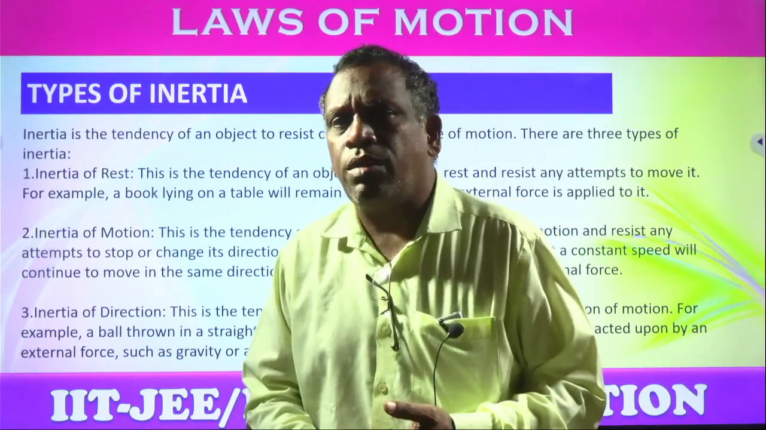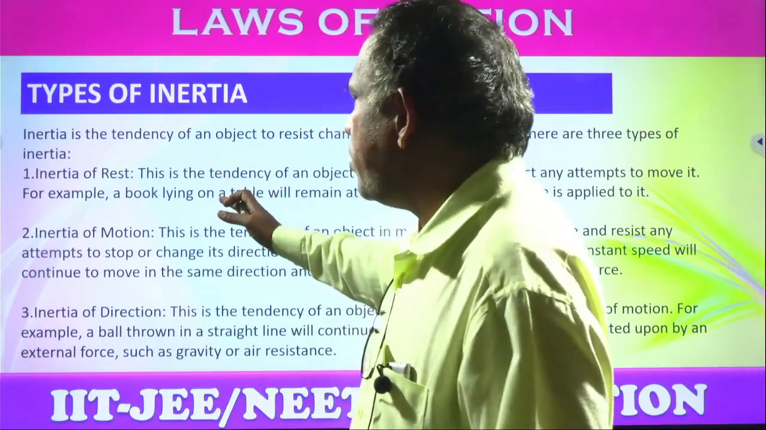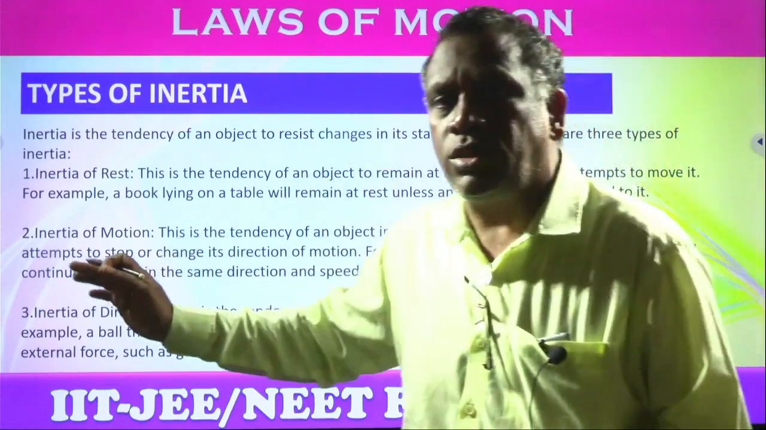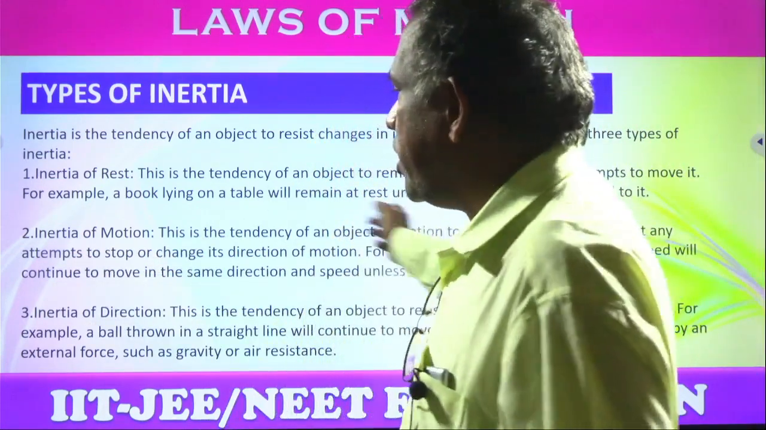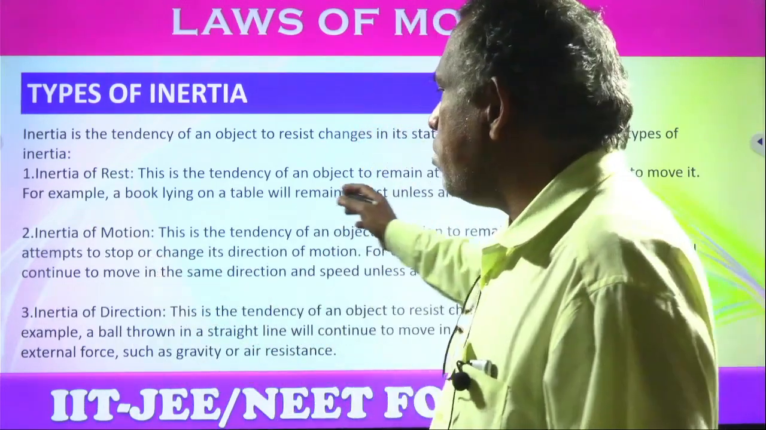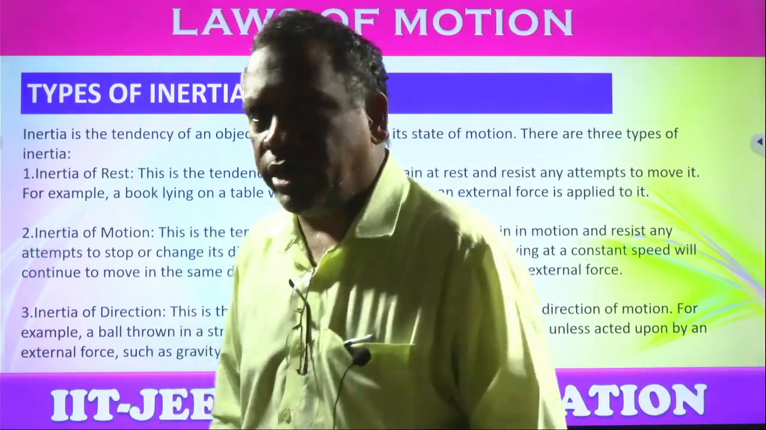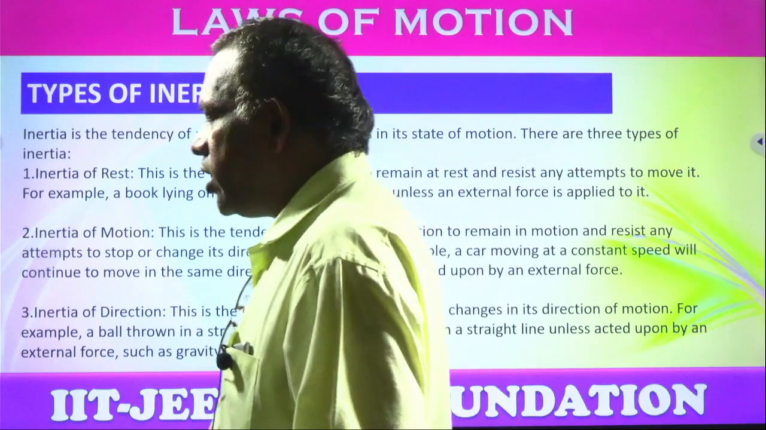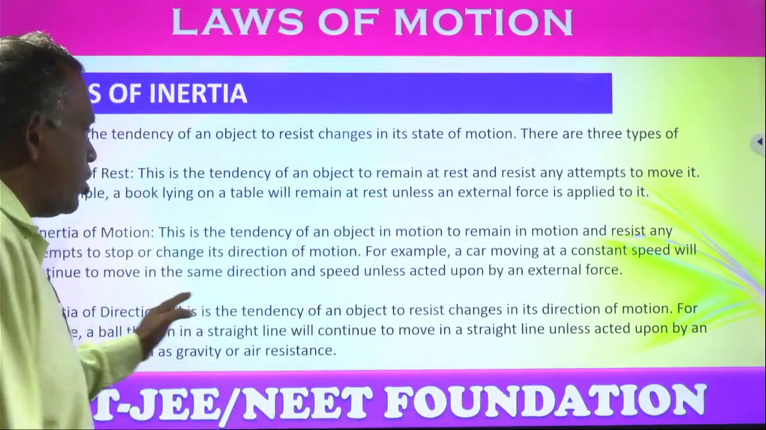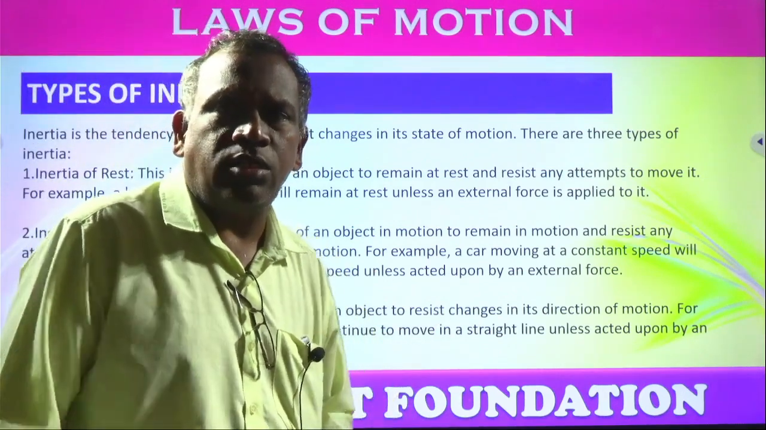Or the tendency of a body to resist a change in its position at rest, we call the inertia of rest. The tendency of an object at rest to remain at rest and resist any attempts to change it is the inertia of rest. Example: a book lying on a table remains at rest until some force acts on it. Coming to the inertia of motion, the tendency of a body to remain in motion unless and until there is some attempt to change its path.